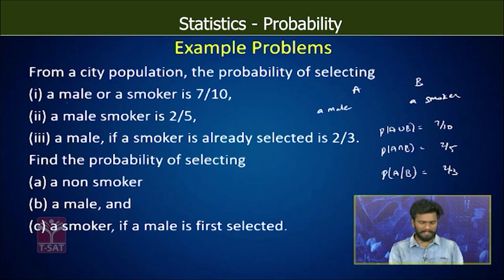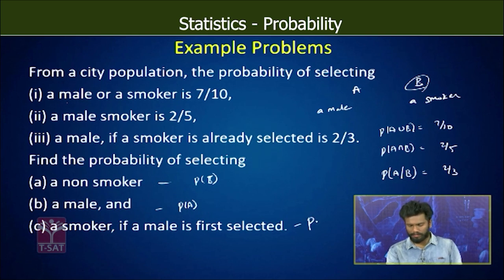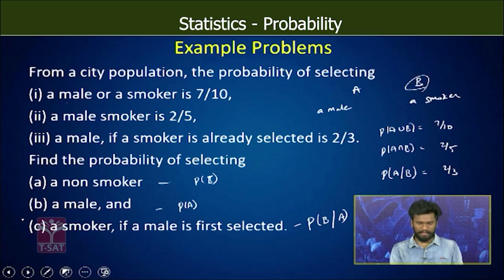Now find the probability of selecting a non-smoker. That is, we have to find probability of B complement. Non-smoker: when B is the event smoker, non-smoker becomes B complement. Also a male, that is probability of A, we have to find, and also the smoker if a male is selected first, that is probability of selecting a smoker given that he is already a male. So these three terms we have to find out. Now let us see how to do this.